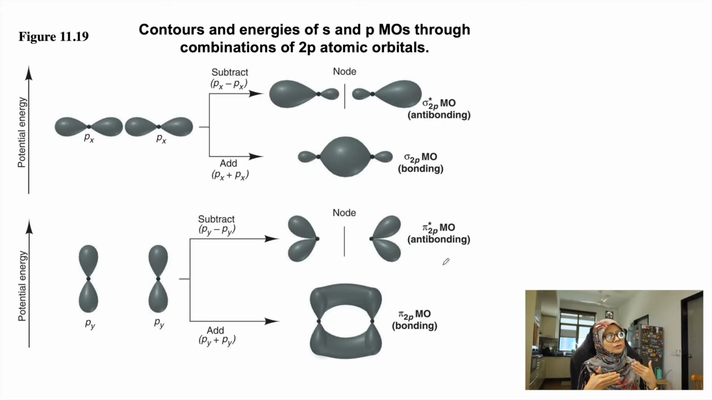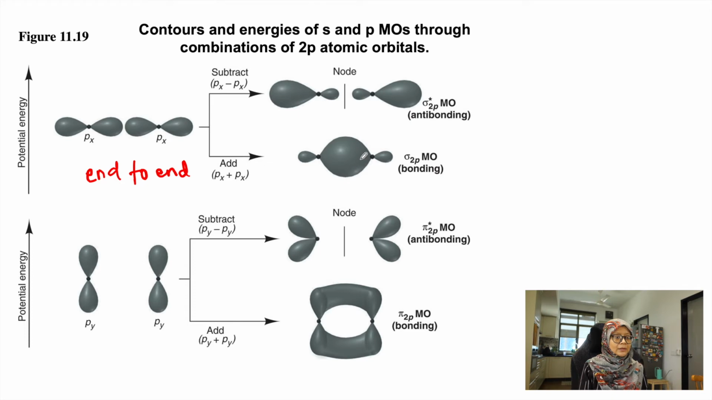Other than the arrangement or the energy level, you need to know the shape. What happens when we have side-to-side overlapping and also end-to-end overlapping? Let's look at the first one. This is where we have end-to-end, with overlapping between the px and px orbitals. So we need to add and also subtract. If we add these two px orbitals, it will form a sigma 2p MO, where we have a bonding.